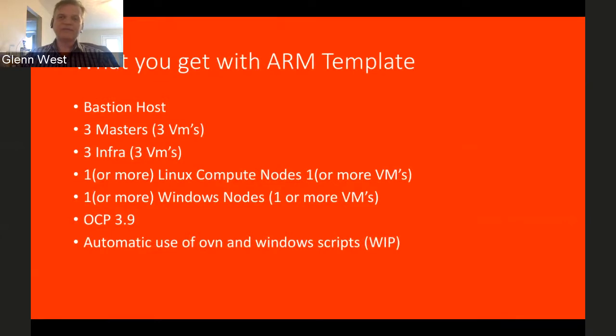So what you get out of this, for the hybrid contrib implementation, is you automatically get a bastion, 3 masters, 3 infra, 1 or more Linux compute nodes, which are implemented obviously as VMs, and 1 or more Windows nodes. All of this is currently based on OCP 3.9, and then the automatic use of OVN and Windows, and these KubeOVN and Windows scripts are a work in progress. We'll talk about them in a moment.